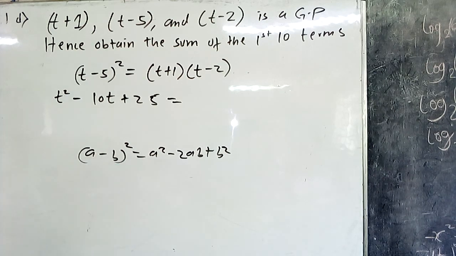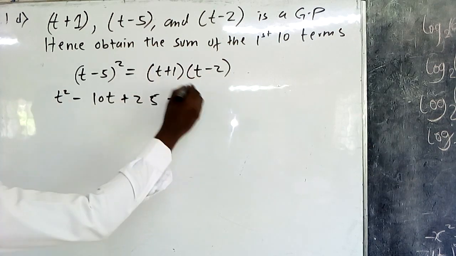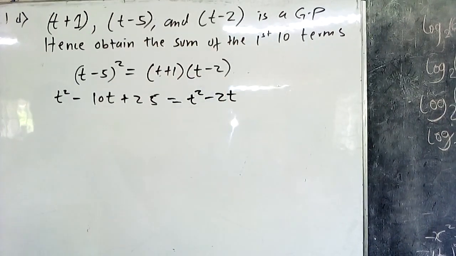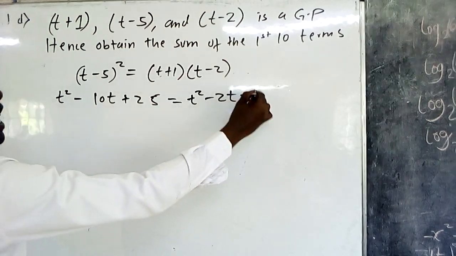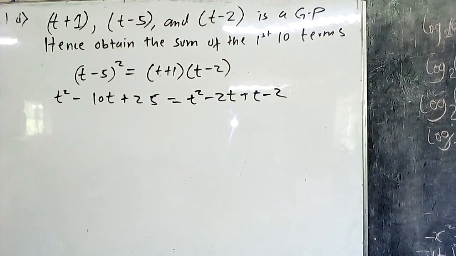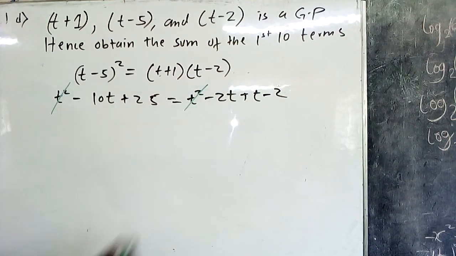Using a quadratic identity, you then go to the right hand side of the equation: t times t is t squared, t times negative 2 is negative 2t, positive 1 times t is plus t, positive 1 times negative 2 is negative 2. So you can see t squared cancels out on either side of the equation. So what do you remain with?